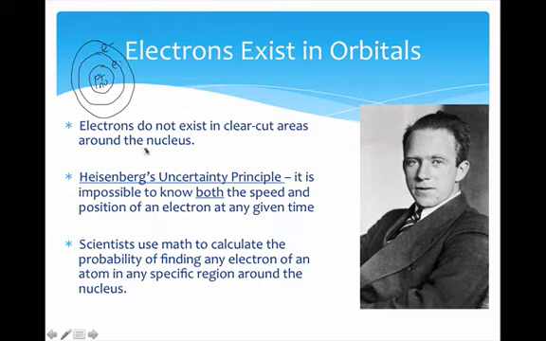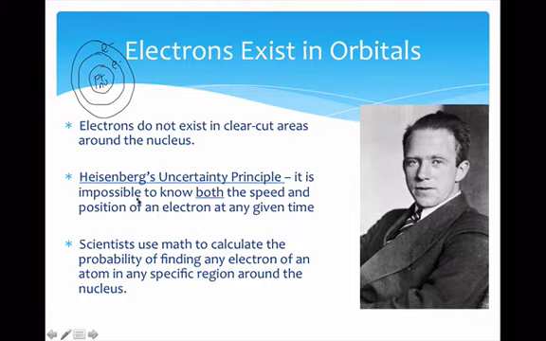Well, that wasn't exactly true. What we have come to find out is that electrons do not exist in these clear-cut defined areas around the nucleus. They exist in what we're going to call orbitals. So they're energy levels that don't have defined areas. It's kind of a fuzzy area where you would expect to find an electron.